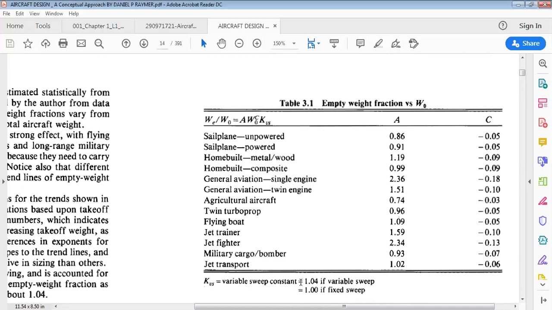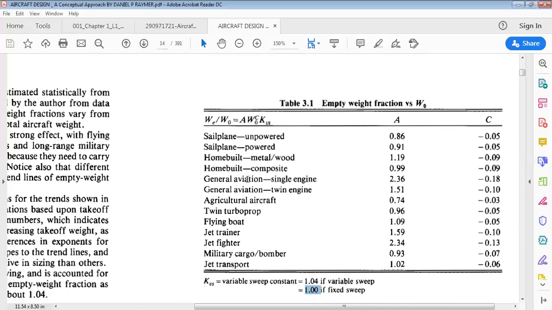And also we can look here, it is called a variable sweep and a fixed sweep. If the wing has a variable sweep, then I can take it as 1.04. If it has a fixed sweep, around 25 or 45 degrees, then I'm going to take 1. So KVS is called the variable sweep constant.